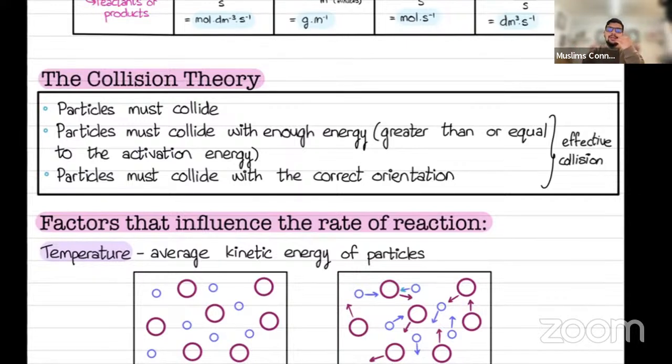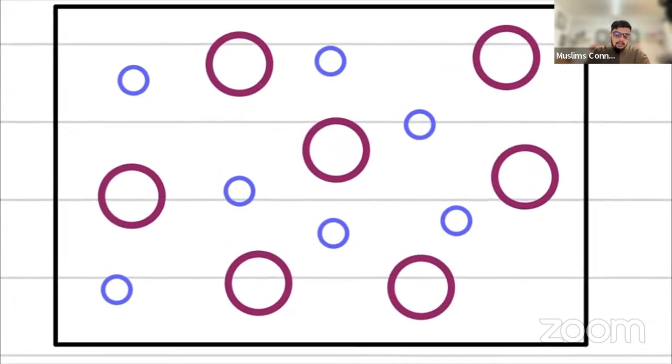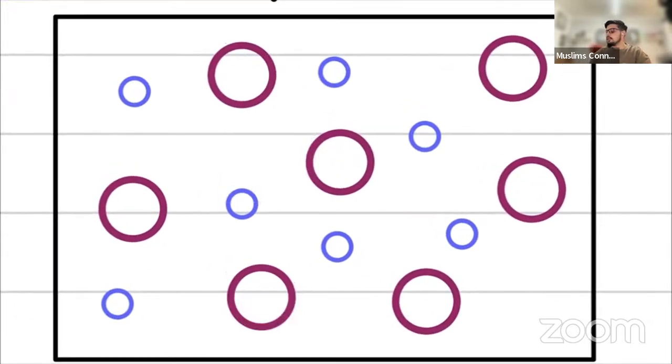So what that is: we have a bunch of particles inside a box. For example, let's consider this. We have a bunch of particles inside this box, and say they're a bunch of our reactants and they're not moving, let's say.